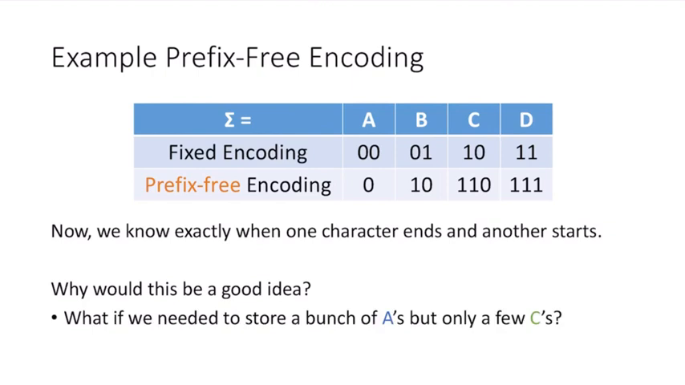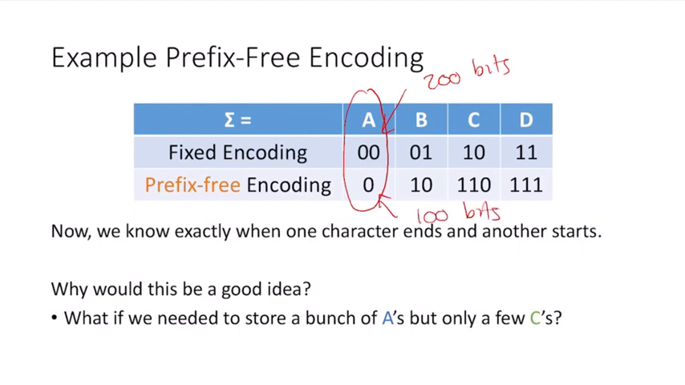So why would this be a good idea? Well, if you take this example here, let's say we need to store a lot of A's. If we store 100 A's using the fixed length encoding, we would use 200 bits. And if we store 100 A's using this encoding, we would use 100 bits.